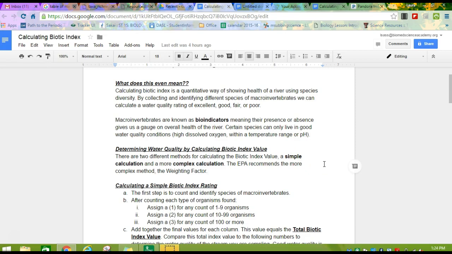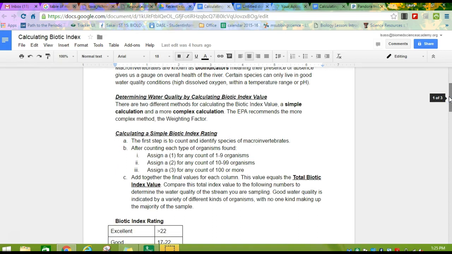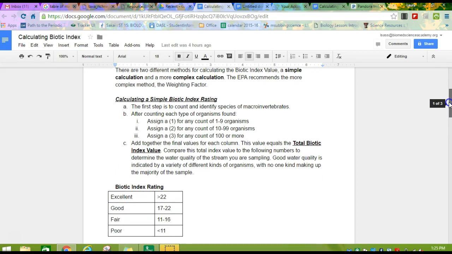There are certain species of macroinvertebrates that can only live in environments that have good parameters, meaning the temperature is within a normal range, the pH is not too acidic or too basic, there's enough oxygen available. All those different things have to be in place in order for these species to survive. So if we find those species, it gives us an idea that these other parameters, these non-living or abiotic parameters, are good. And so you'll be working with how to calculate that and quantitatively, meaning with numbers, be able to say, is our water quality excellent, good, fair, or poor.